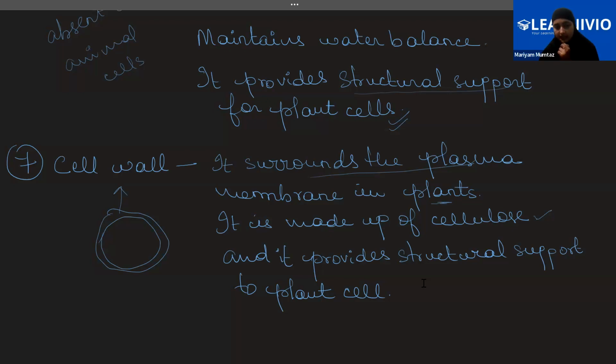Is it clear? Yeah. Can you repeat it? Your voice cracked a lot this time. Which part? Let me just repeat the last part about the cell wall.